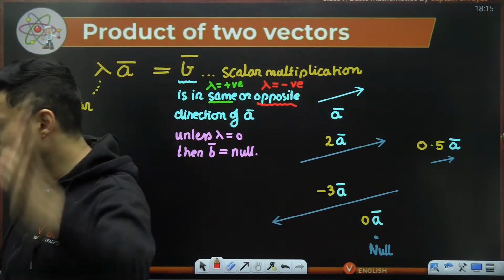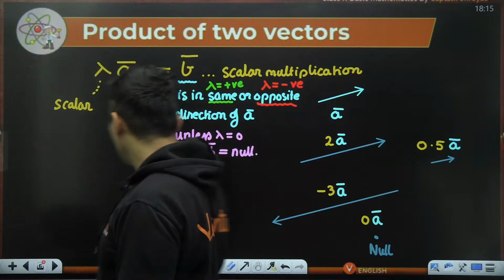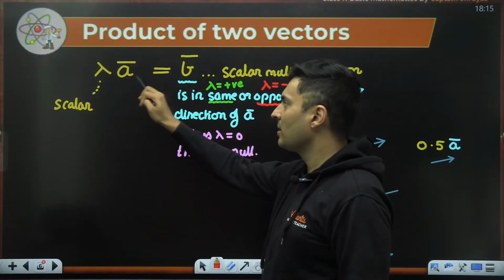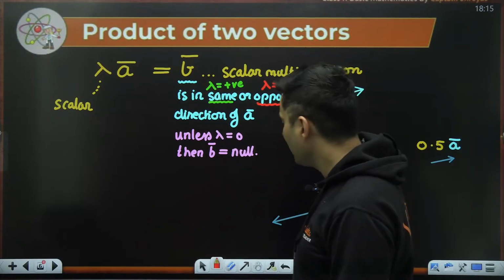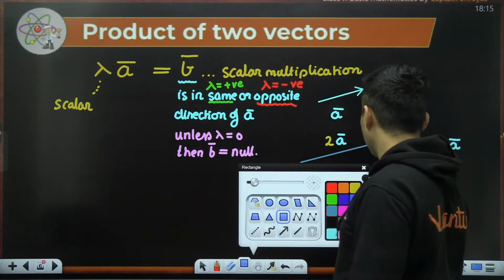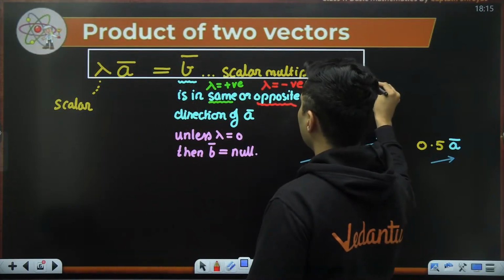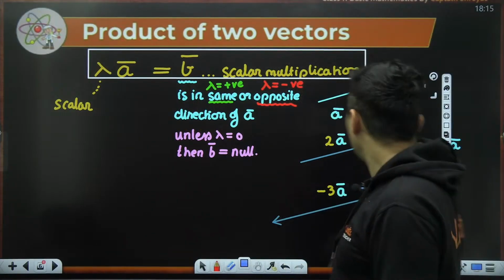Is this absolutely clear, everyone? What is the meaning of the term scalar multiplication? Taking a scalar, multiplying by a vector gives me another vector over here. That is nothing but called scalar multiplication.